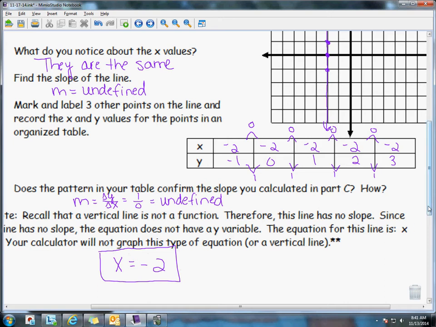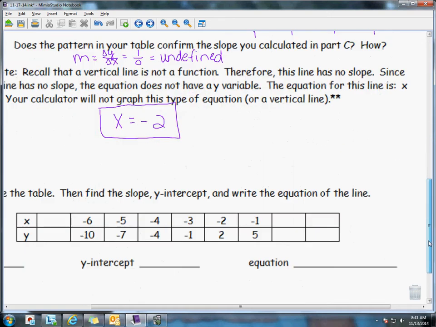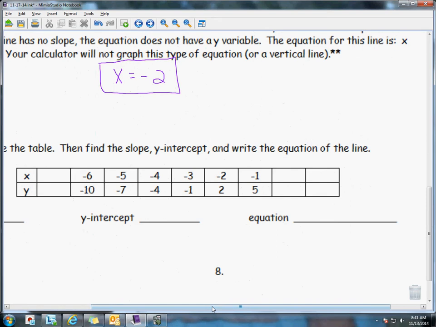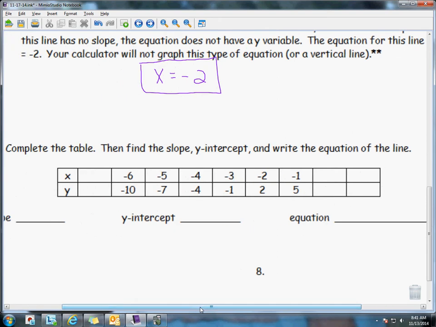Alright, last little part that you have to do is find the slope, the y-intercept, and the equation from your table. So it says complete the table, then find the slope, y-intercept, and write the equation of the line. Well, I'm going to go ahead and do our little changes here so that we can see what I need to go up by to complete my table. And I'm also going to do it for my y's.